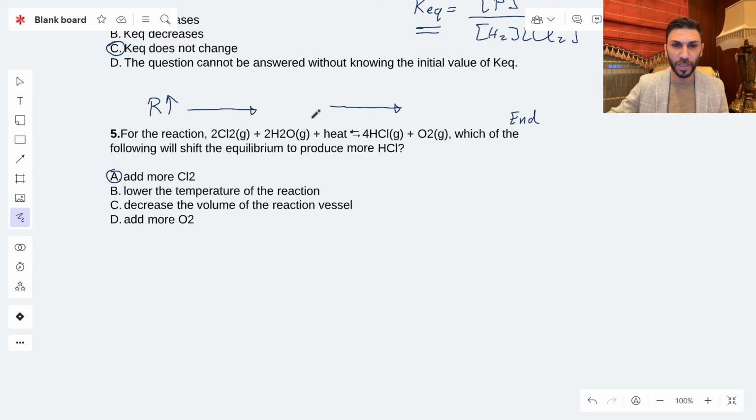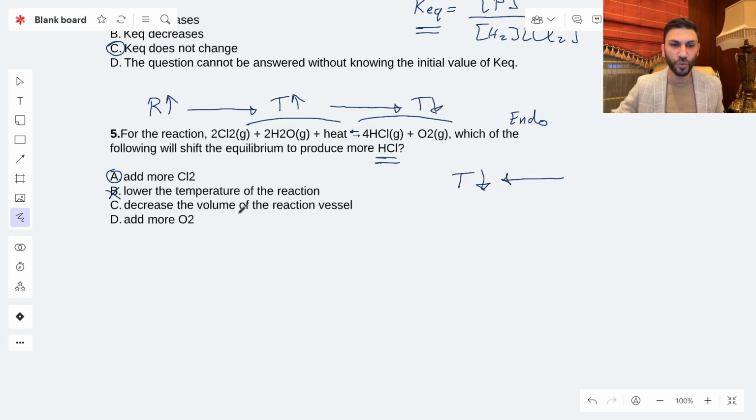Lower the temperature, let's check. Here, the temperature is high because it's an endothermic reaction. And here, the temperature is low. So if you are lowering the temperature, T lower, so it will shift to where the temperature is high. So it will go to this direction, and this direction we don't have HCl. We need more HCl. So obviously, B is incorrect.